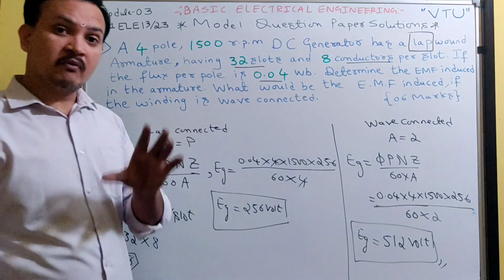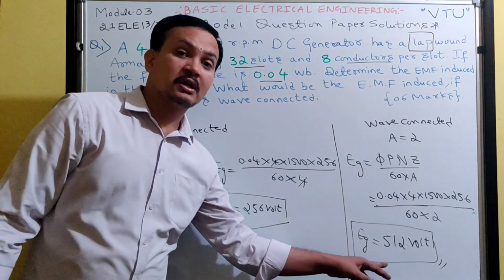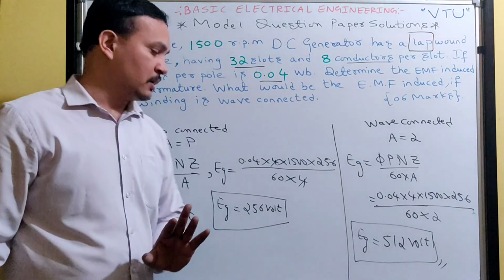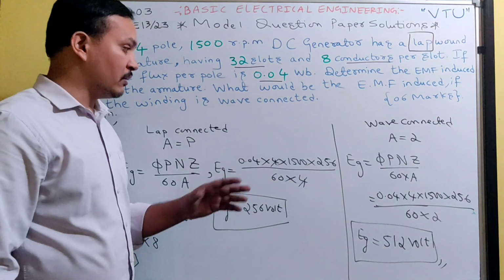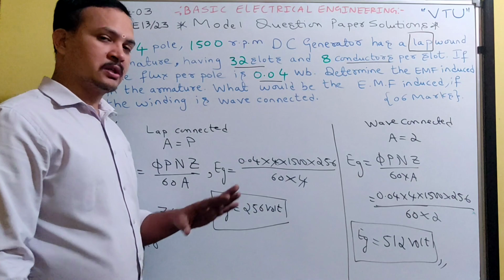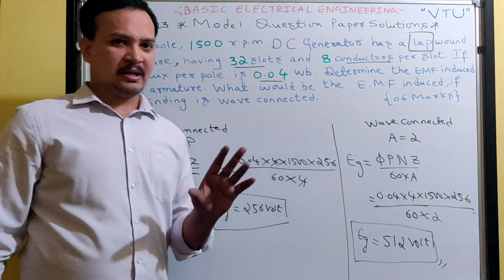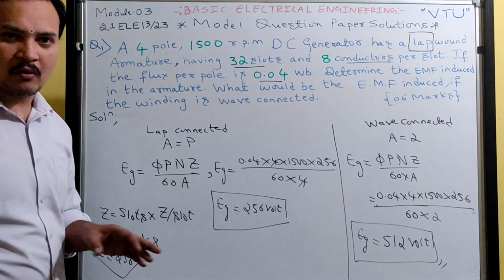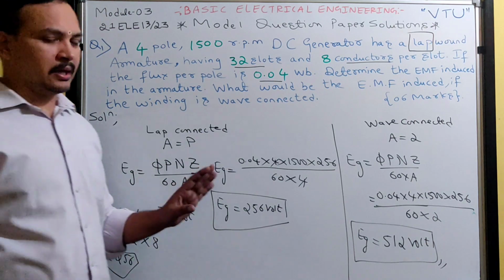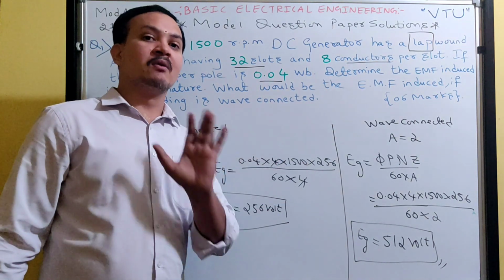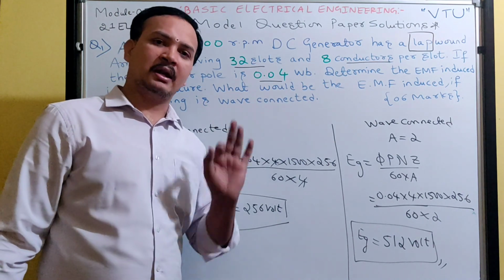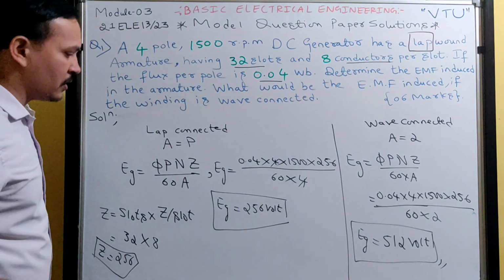That's why wave winding is used for high voltage generation. Okay, got it? Lap winding is used for high current generation. We don't have an example in your syllabus to explain the application of lap and wave windings. So from this example, we can remember one application: wave winding is suitable for high voltage application. Okay, blindly. Got it? So pause the video and then copy down.